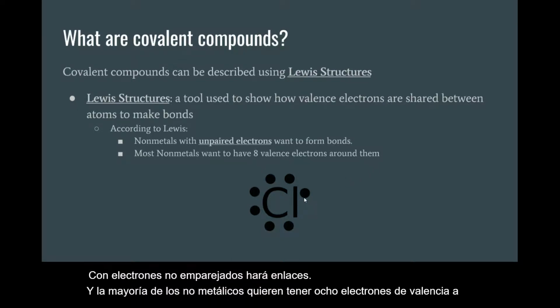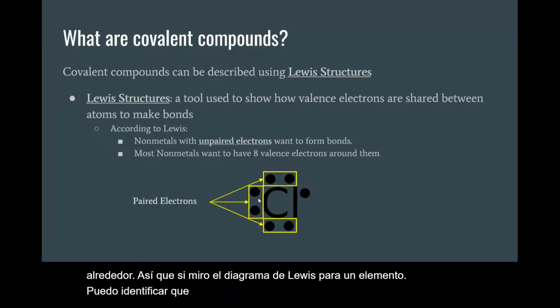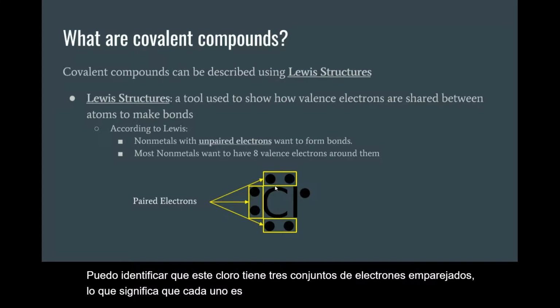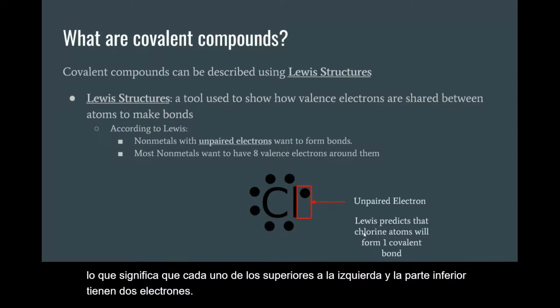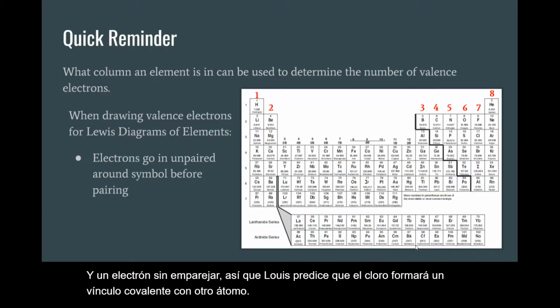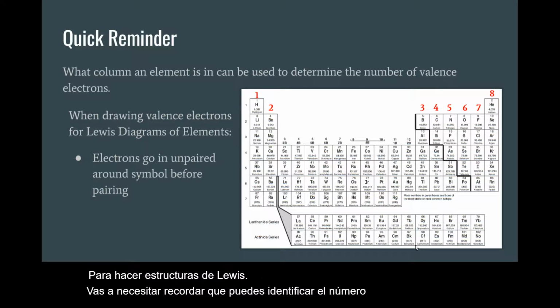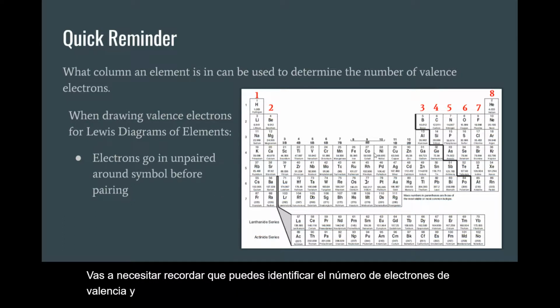So if I look at the Lewis diagram for an element, I can identify that this chlorine has 3 sets of paired electrons, meaning each, the top, the left, and the bottom, have 2 electrons, and 1 unpaired electron. So Lewis predicts that chlorine will form one covalent bond with another atom. Now, to do Lewis structures, you're going to need to remember that you can identify the number of valence electrons an atom has by looking at the periodic table.